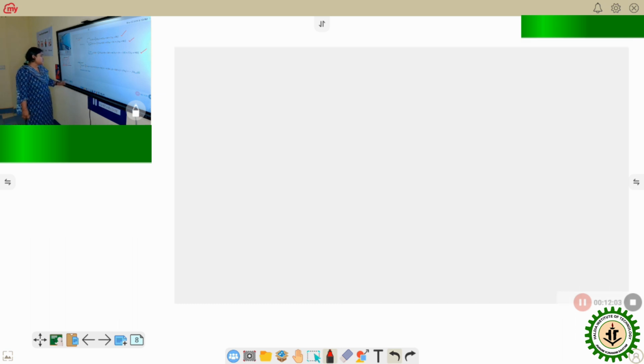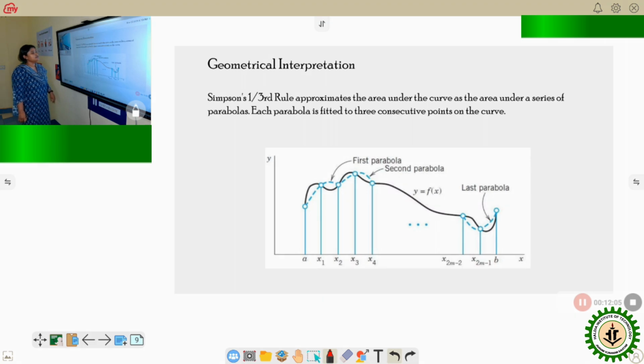Now, geometrically, how do we get this? See, in the first or second slide I already mentioned that in the case of the trapezoidal rule, we approximate the integrand by using a first order polynomial, meaning a straight line, right? Now in the case of Simpson's one-third rule, we approximate the integrand by using a second order polynomial, or parabolic arc, right?